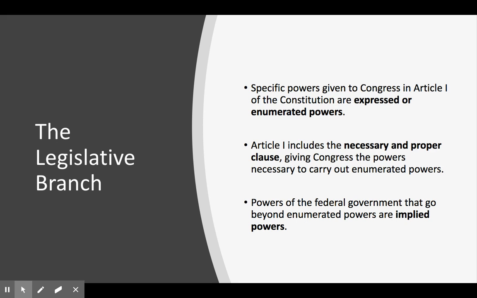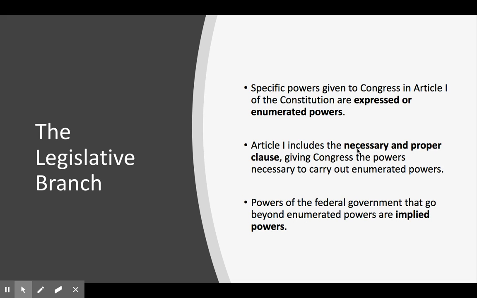So my favorite example for this one is that an express power of Congress is that they have the power to raise and maintain an army. So using the necessary and proper clause, they also have the power to enforce a draft. Okay, so if they have the power to build and maintain an army, then in turn they also have the power to issue a draft, because that would be a power necessary to carry out that enumerated power.